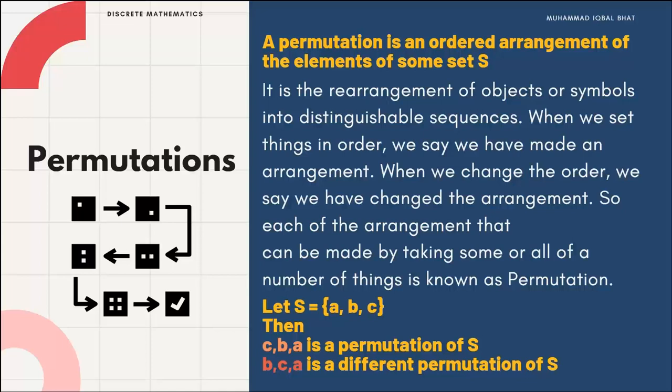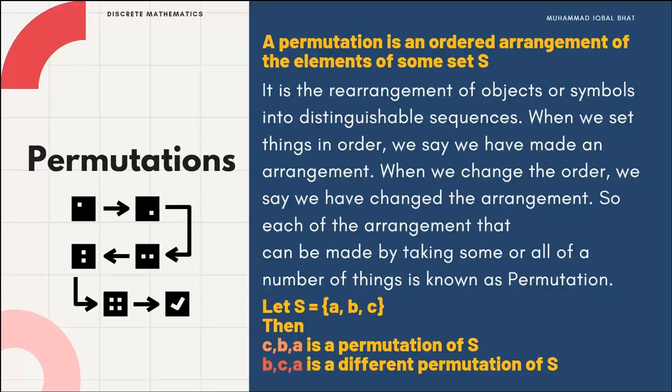So it is the rearrangement of objects or symbols into distinguishable sequences, because whenever we are creating a permutation, that is distinguishable from some other permutation. When we set things in order, we say we have made an arrangement. When we change the order, we say we have changed the arrangement. So each of the arrangements that can be made by taking some or all of the elements is known as a permutation or simply an arrangement.